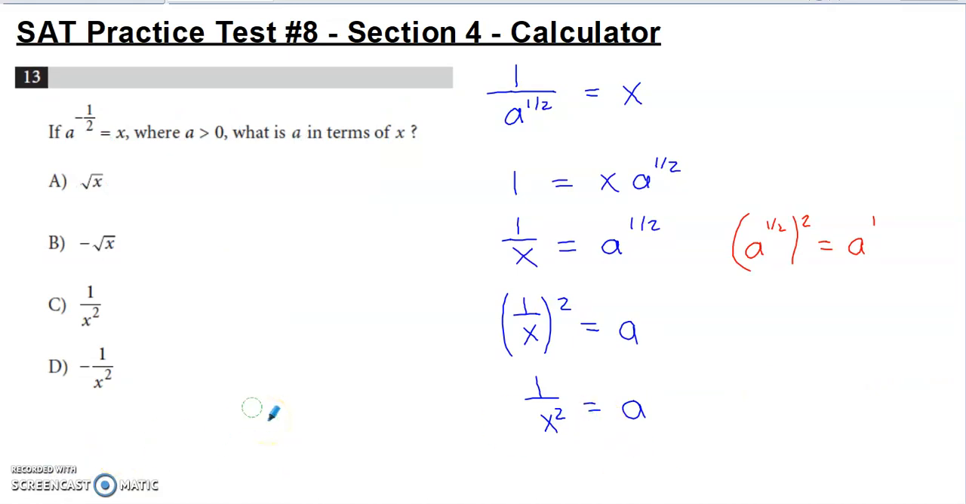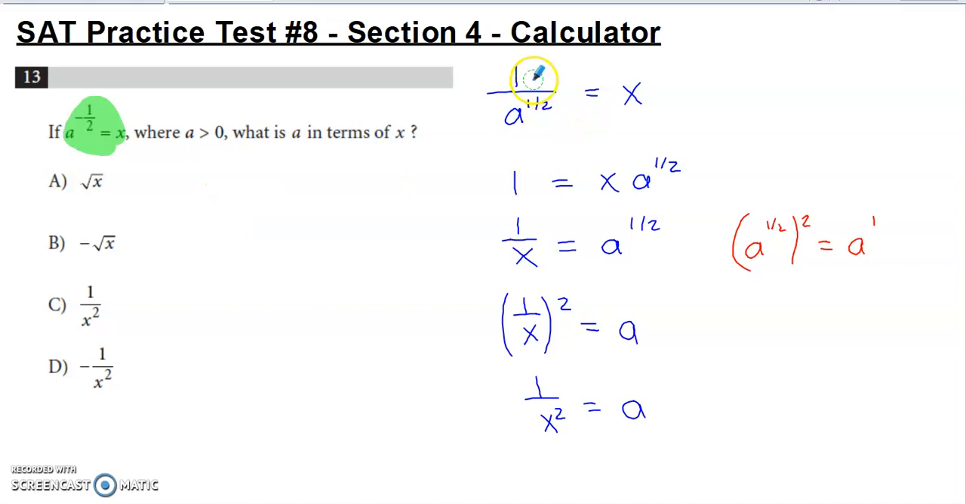13 gives us this goofy equation, right? A to the negative 1/2 power is equal to X. They tell us that A is positive, and they ask us to find A in terms of X. The place where I would assume that this problem would go wrong, if it goes wrong for you, is with the very first step. If you're going to try to solve this equation for A, you're going to have to recognize how to handle that negative exponent.